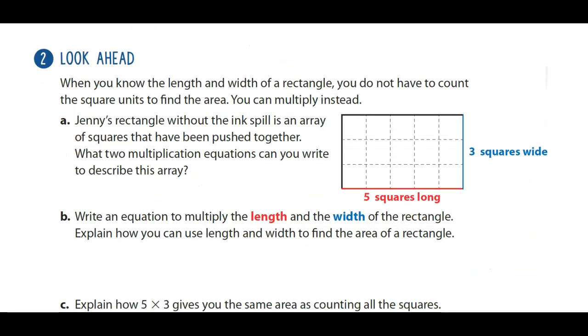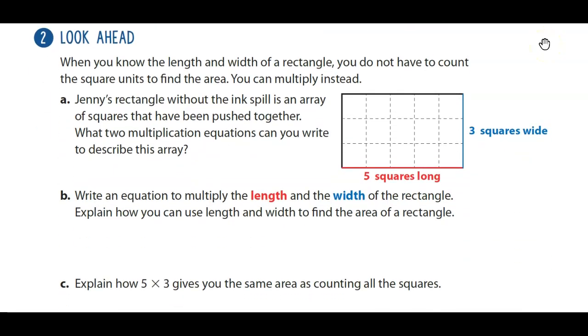Good. See here it says when you know the length and the width of a rectangle, you do not have to count the squares. So what was the length of the rectangle? 5. And what's the width? 3. The width is how wide it is, in this case, how wide that way. And then I just have to multiply, which we should know our 5s already. 5 times 3 would be 15. And that's how it works.